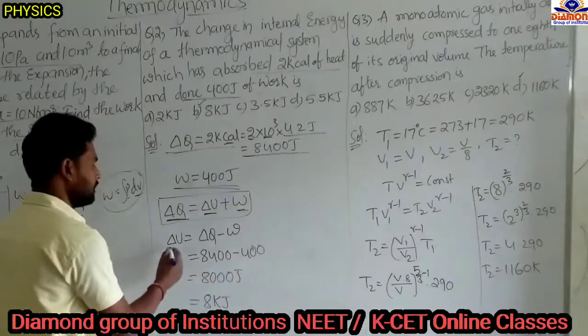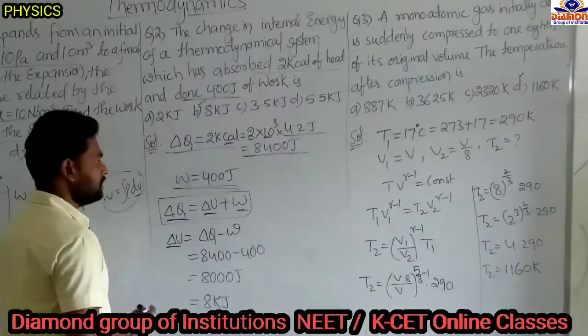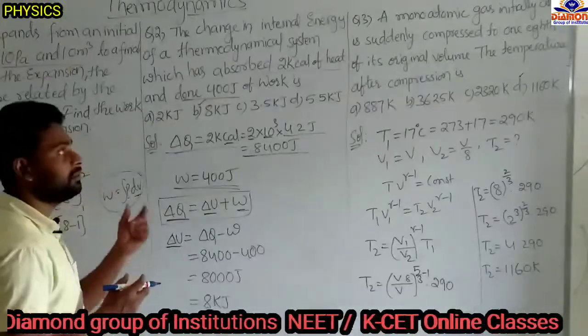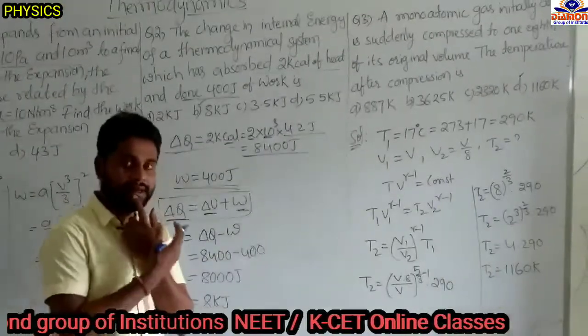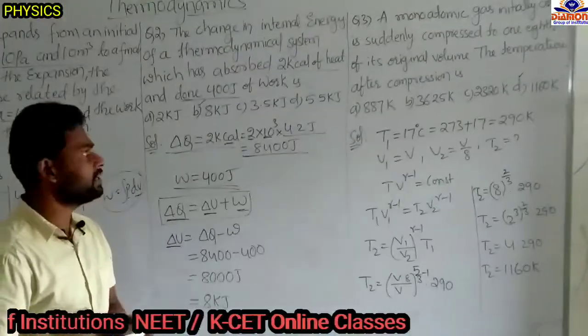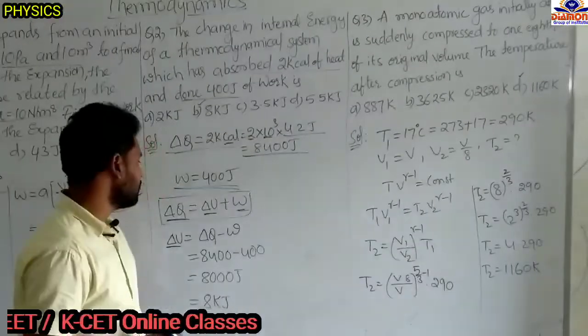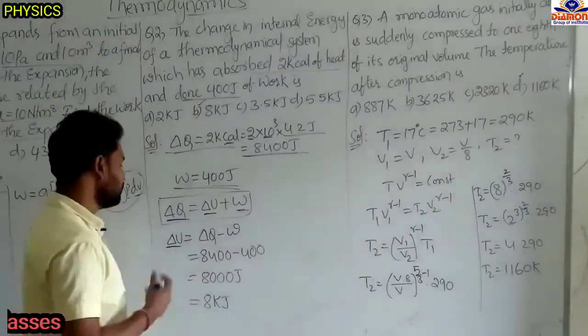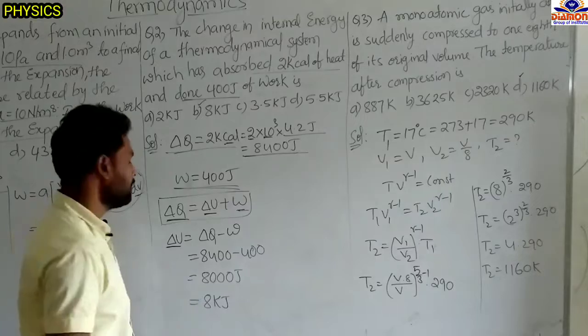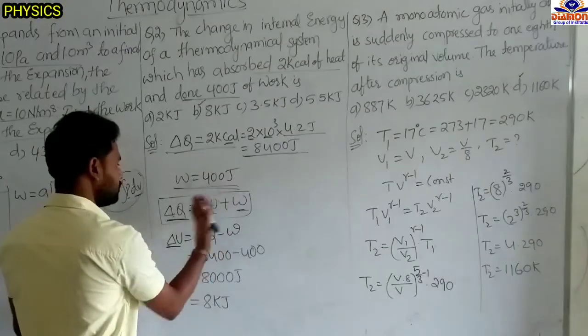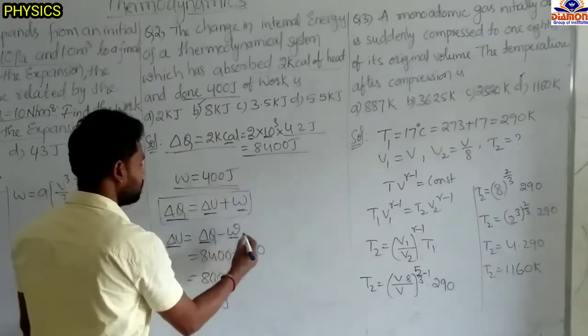Now they are asking for the internal energy. They didn't mention the temperature, but it is absorbing heat. If it is absorbing heat, temperature increases, so internal energy also increases. So we will get the internal energy positive. Now internal energy equals, sending W to this side, del Q minus W.